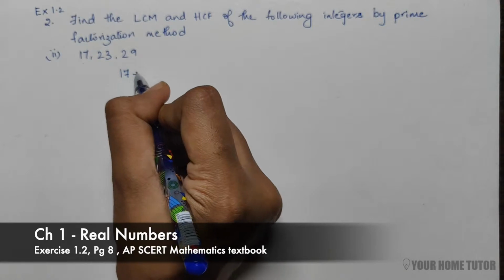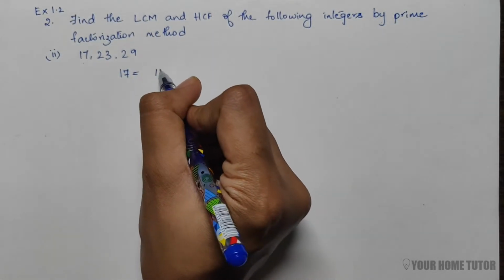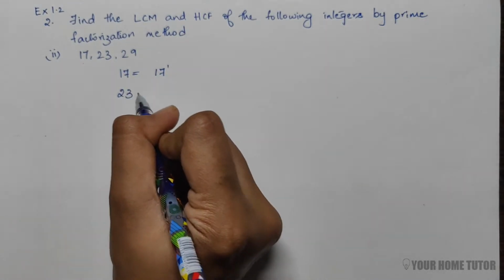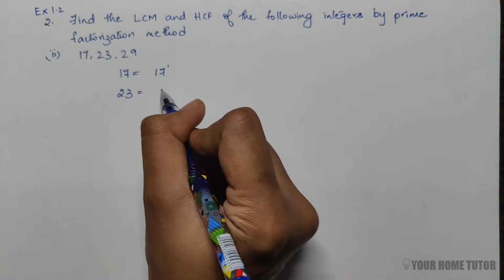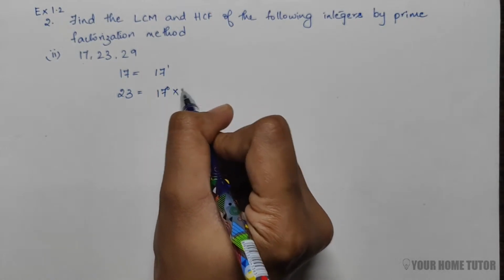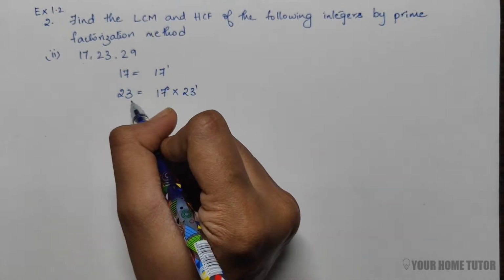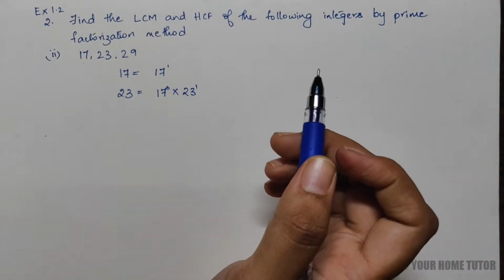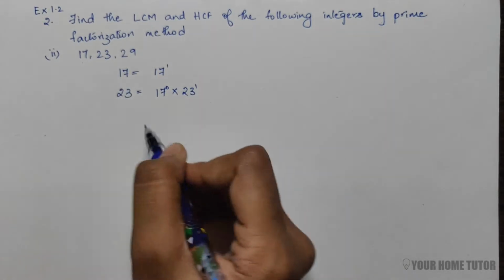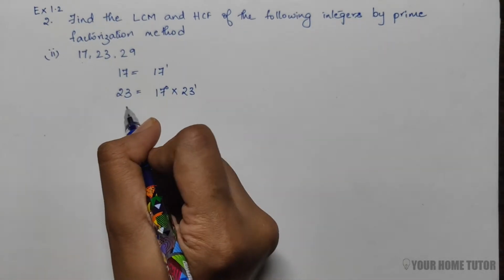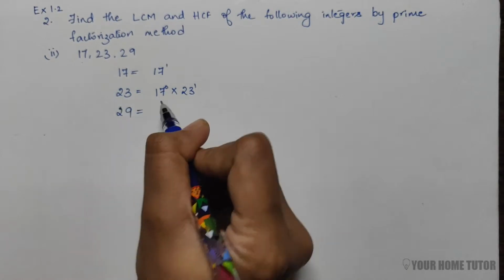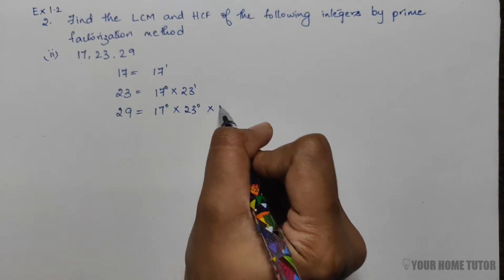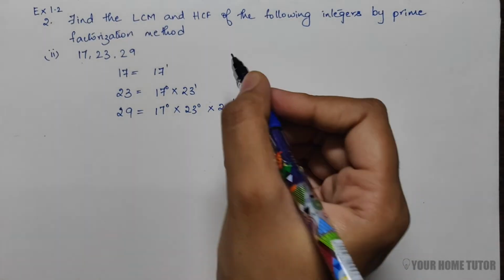So 17 itself is a prime number, so I will simply write it as 17 power 1, and 23 as 17 power 0 into 23 power 1. 23 is also a prime number, and 17 raised to power of 0 is nothing but 1. So you'll understand why I am doing this. 29 equal to 17 power 0 into 23 power 0 into 29 power 1.